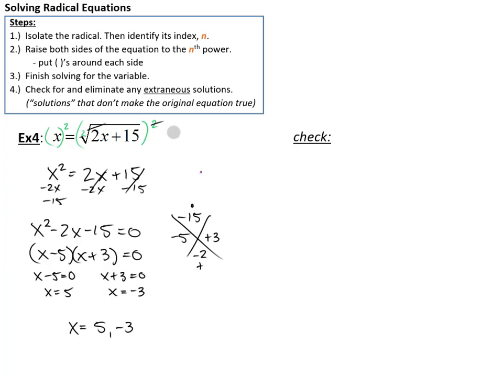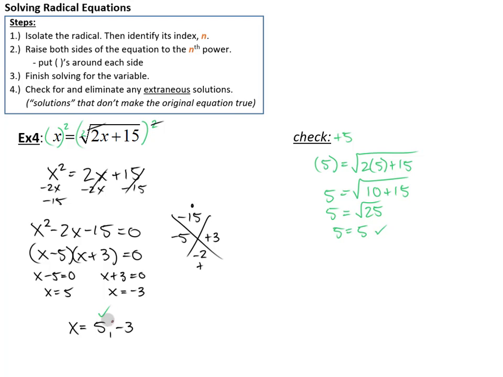So again, I do have two to check. Let's start with positive 5. On the left, it's just 5, equals the square root of 2 times 5 plus 15. Simplifying in the radical, 2 times 5 is 10. Over here is really just 5, so we can get rid of the parentheses. 10 plus 15 is 25, and the square root of 25 does equal 5. All right, I like it. 5 checks out.